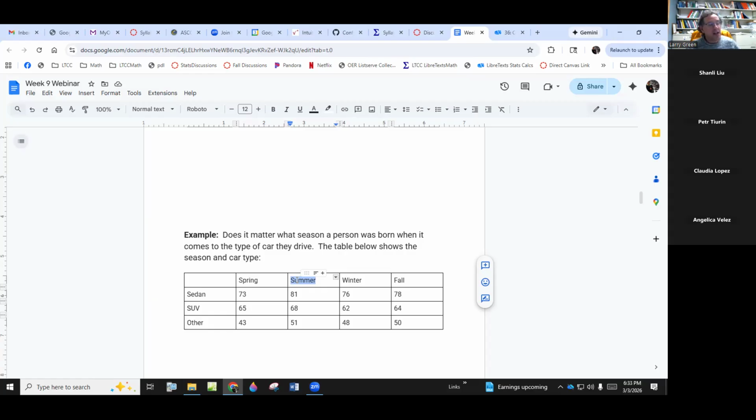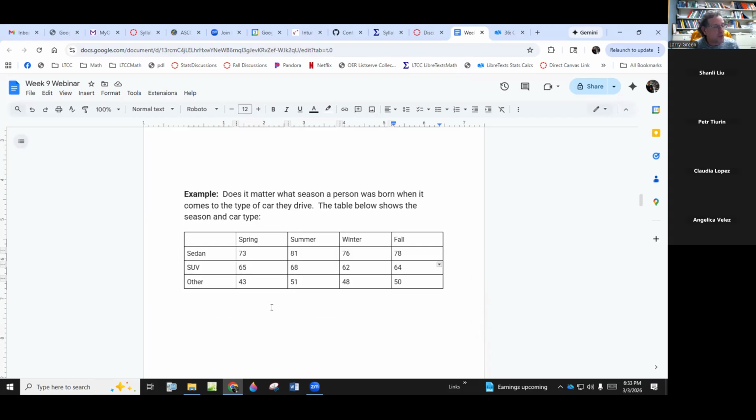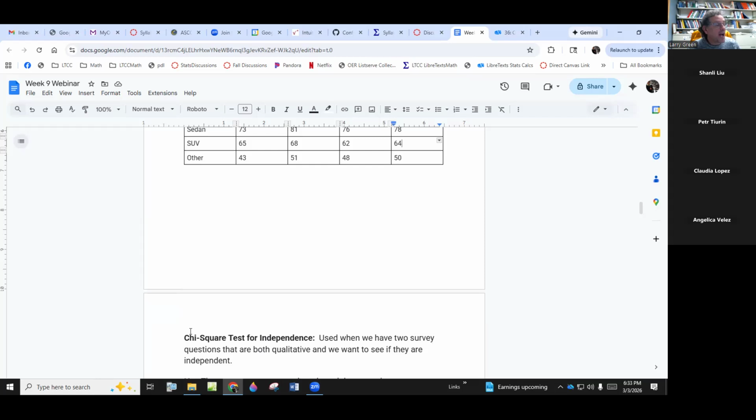In early January, we just looked at one of these numbers, but now we're going to look at the whole thing at once. And we're looking for independence. So the name of the test we're going to use is the chi-squared test for independence. That's used when we have two survey questions. They're both qualitative, and we want to see if they are independent or not. Any questions on that? That's called the chi-squared test for independence. Very important.